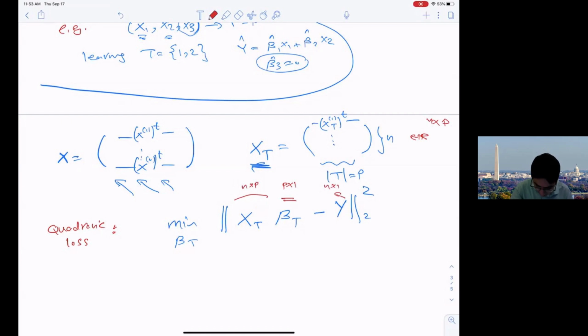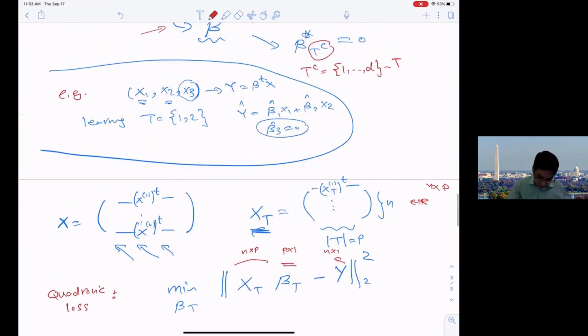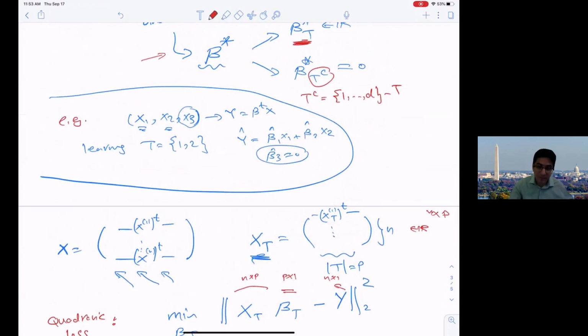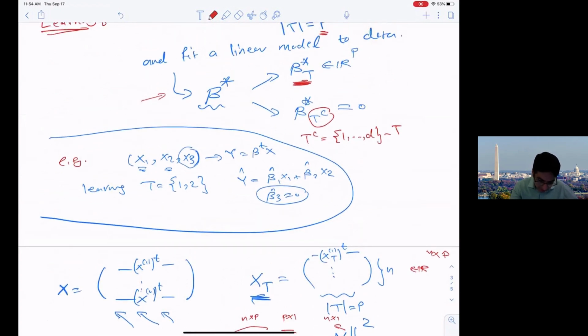Isn't beta n by one? No, no, no. Beta is my parameters, right? So out of the parameters that I could have, I'm using only p of them. So the length of beta here is the same as t, the non-zero betas.